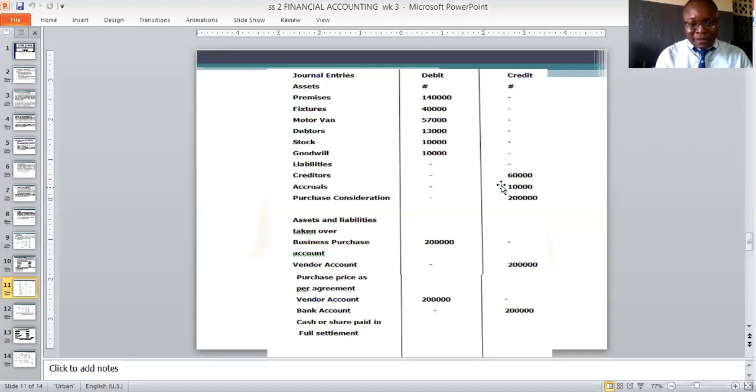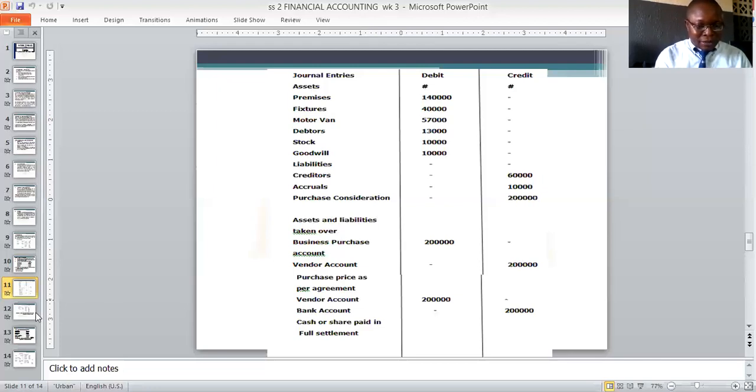So, then the purchase consideration, or we call it purchase price, that is 200,000. Then that will be what? Asset and liability taken over by the buyer. So then we have the purchase price of 200,000 naira. Then vendor account, you have to credit the vendor account, and then you also debit the vendor account. Then you credit the bank account.